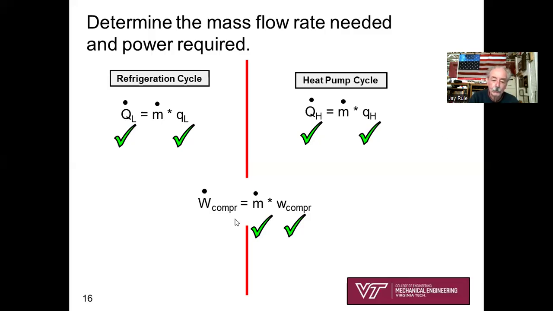Then once you've got m dot, you can find the power required to drive the compressor, because you've already found little w of the compressor. A lot of students get all nervous about these things, but just remember the nature of what you're doing in your analysis is finding little q and little w. Then at the tail end of your analysis, you apply the mass flow rate to get the power needed to drive the compressor.